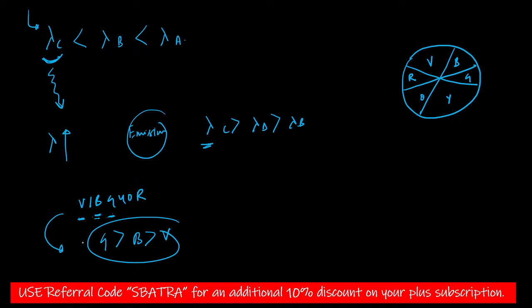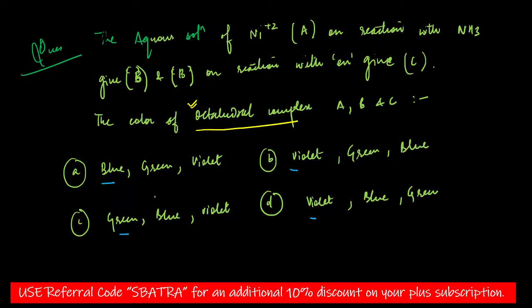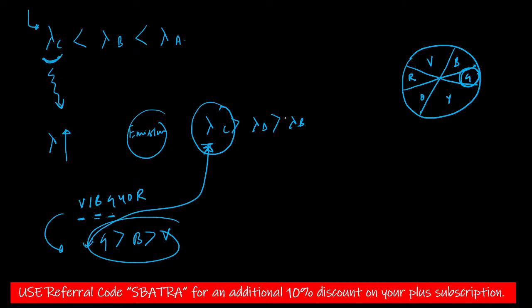So definitely this is your maximum wavelength, so this color corresponds to your C complex. Is it clear? This green color corresponds to your C complex. Then after this complex, we have B complex, then we have C, B and then A. So this is your color order.